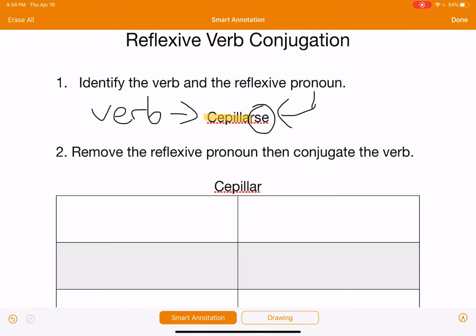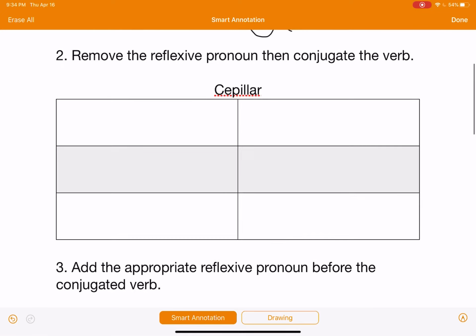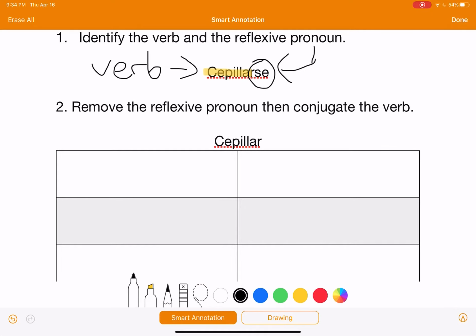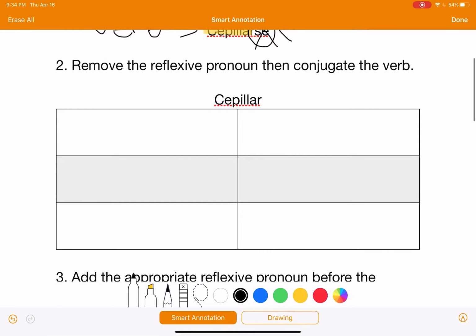The second step: remove the reflexive pronoun, then conjugate the verb. If we're looking at cepillarse, if I remove my reflexive pronoun se, I am left with cepillar. Now I am left with my verb cepillar, and I just need to conjugate it. Cepillar is a normal AR verb, so I just have to conjugate it as I normally would.